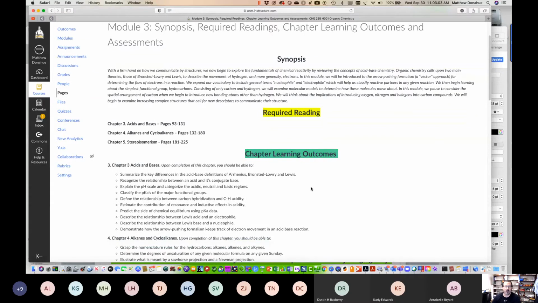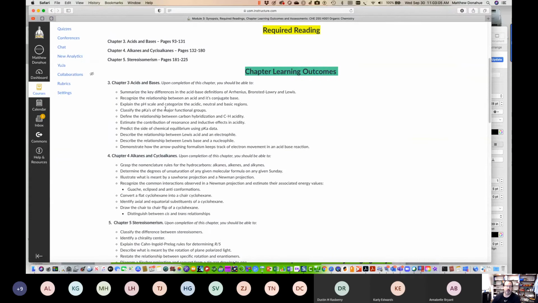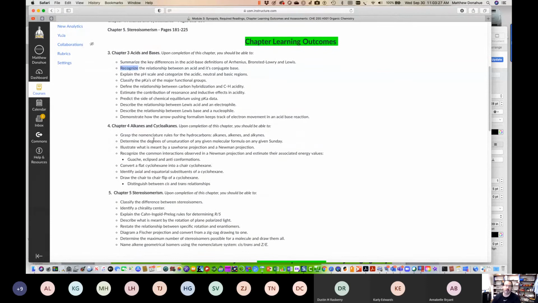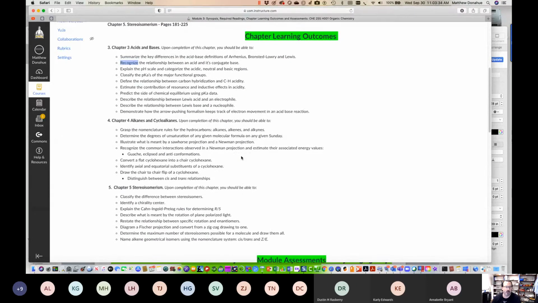Again, your chapter learning outcomes, these are the things that you need to be able to do to demonstrate proficiency in the material. So they have these active verbs here: summarize, recognize, explain, classify. If I were writing you an exam, I would look at these chapter learning outcomes and I would say, okay, there's probably about 25 of them. I would try to write one question per each of these that you could answer that would demonstrate proficiency.